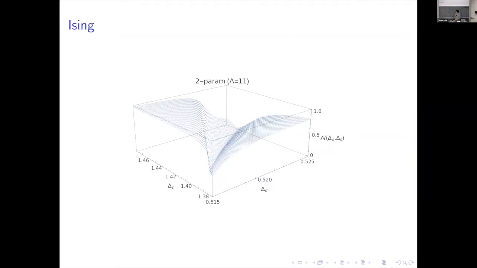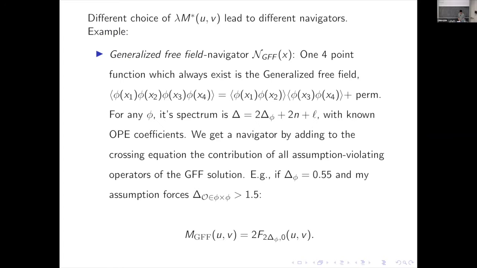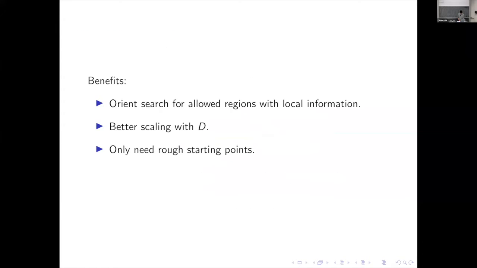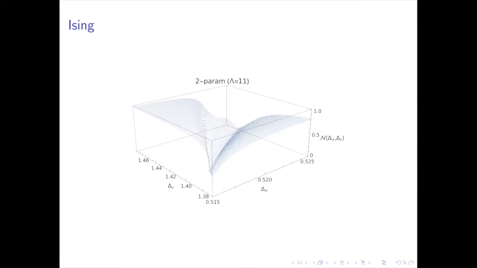Now here I show you the navigator function for the exact same setup that went into producing the exclusion plot right here. So we're looking at a CFT with global Z2 symmetry, and we'll look at 4-point functions of these two lowest lying scalars. And what we see is that the navigator function is bounded above by what looks like 1, which is just a normalization, but 1 is an upper bound because the navigator function is always bounded above by the GFF solution.